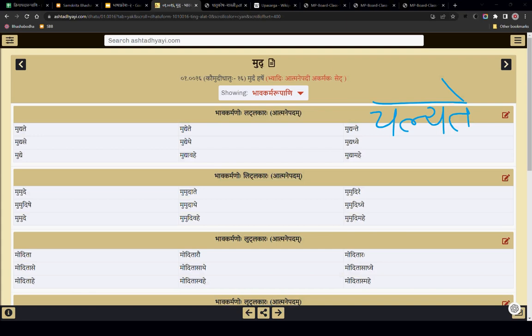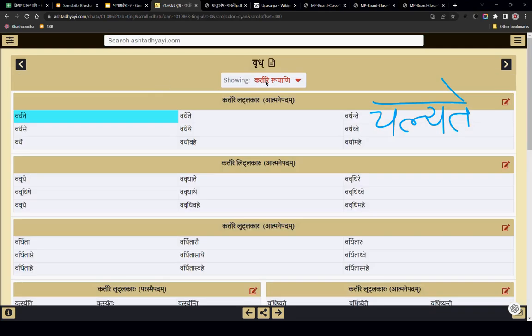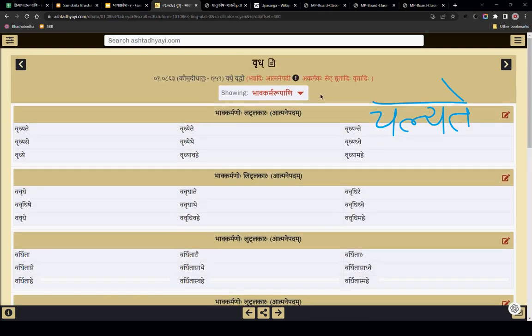What about grow, Mahodaya? The plant grows. Vardhate, can you use vardhate? Is that Akarmaka? Yes. Vardhate, what is the dhatu? Vridd. Vruddha dhatu, correct. So the Bhave Prayoga becomes Vrudyate. You look here, Vruddha becomes Vrudyate.